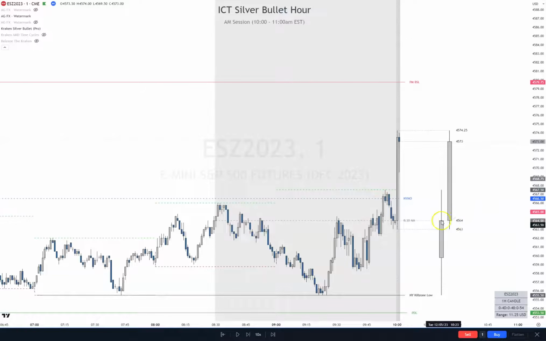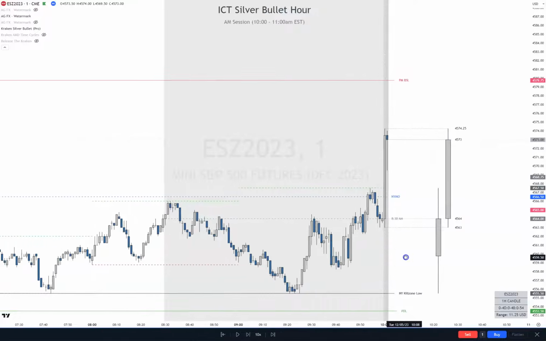I usually have this on my chart as I'm trading live, because if I'm going long, I want to see a pullback first, and then I want to target the high of the previous candle, plus some. So that's how we use power of 3.